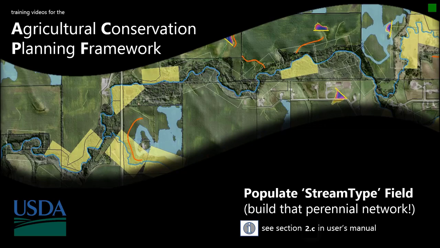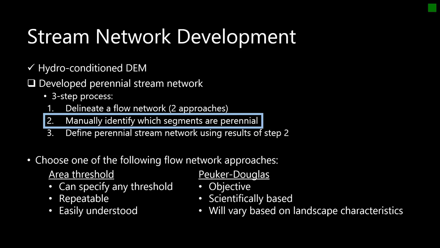In this video, we are going to start building our perennial stream network by populating the StreamType field of a flow network. Alright, so we have the hydroconditioned DEM and associated derivatives. We've completed the first step of the three-step process by delineating a flow network using one of the two methods. And now we're moving on to the second step, where we get to manually identify which segments are perennial.